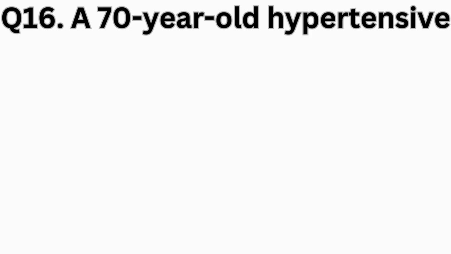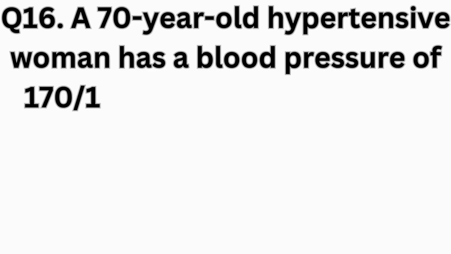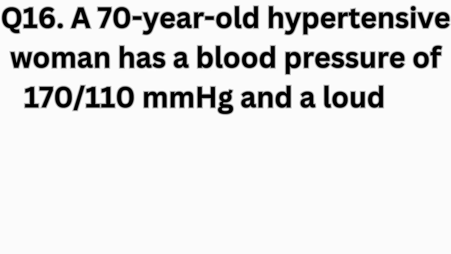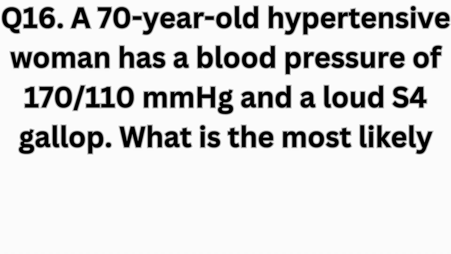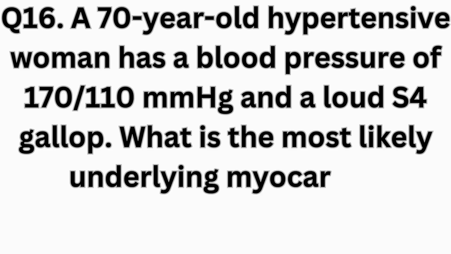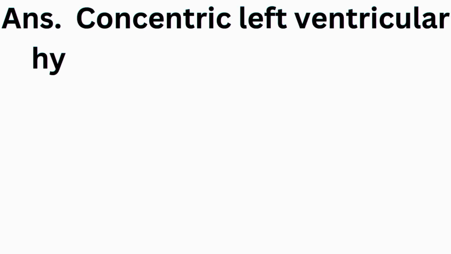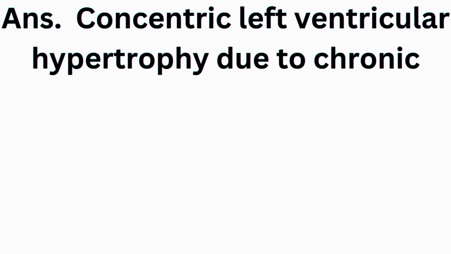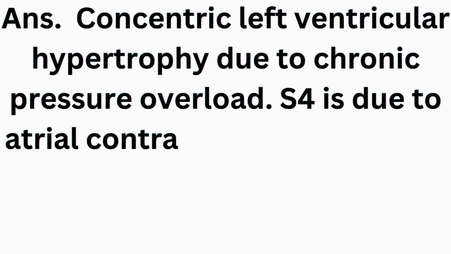Question 16. A 70-year-old hypertensive woman has a blood pressure of 170 over 110 mmHg and a loud S4 gallop. What is the most likely underlying myocardial pathology? You may pause the video and please share your answer in the comments below. The most likely underlying myocardial pathology is left ventricular hypertrophy, which results in decreased ventricular compliance.